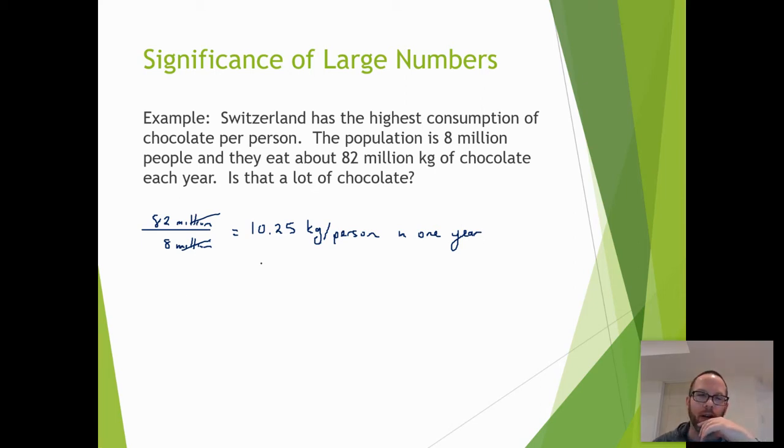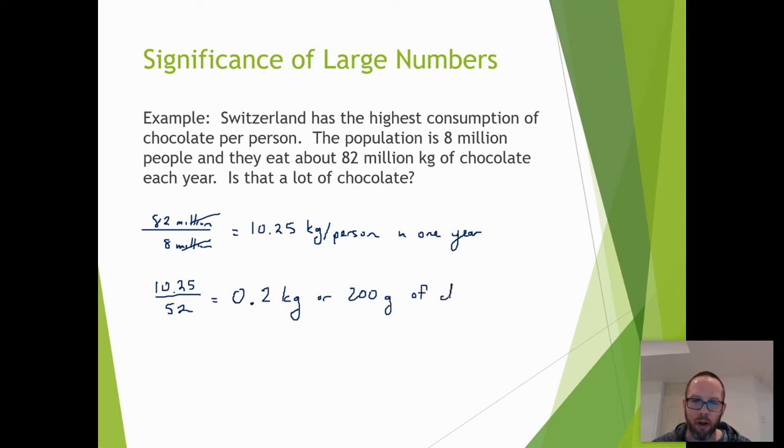So let's actually look at how much that is per week. Let's take 10.25 divided by 52 weeks in a year. So 10.25 divided by 52. Let's just call that about 0.2 kilograms, or 200 grams. It was really about 197 grams, but let's just round it up. So that's about 200 grams of chocolate per week, right?